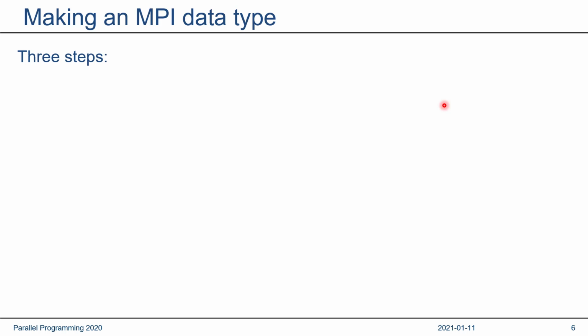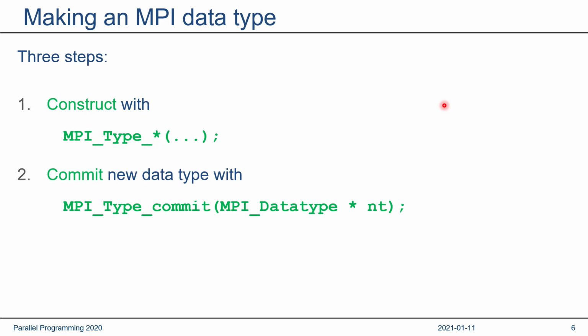MPI gives you such a solution in the form of data types. If you want to make a new data type in MPI, it's always 3 steps in a row. The first step is you construct the type with an MPI call, which always starts with MPI type and then something, and that something depends on what kind of data structure you want to cast into a new type. I'll come to some examples later. In a second step, you commit the new data type with MPI type commit, and you provide a pointer to this data type structure to the commit call.